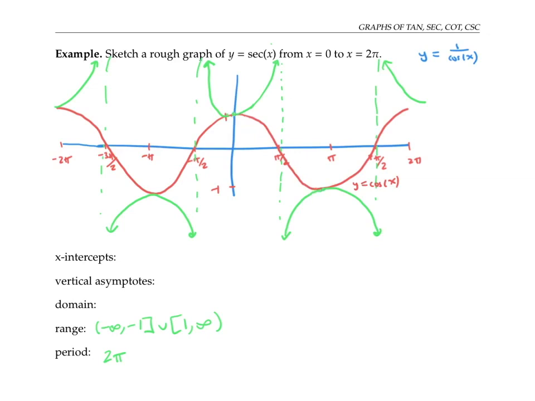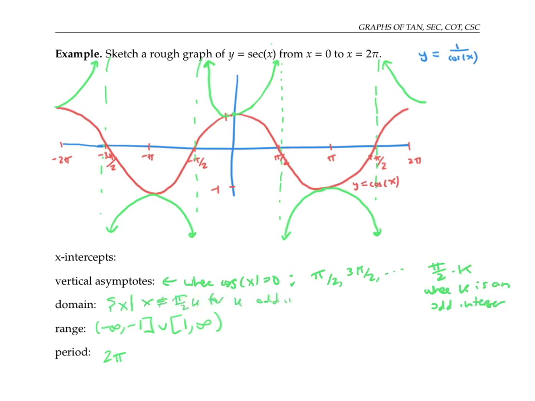Now the vertical asymptotes are where cosine is 0, so that is at values of the form pi over 2, 3 pi over 2, etc. That's values of the form pi times k over 2, where k is an odd integer. So the domain is going to be x values such that x is not equal to that for k an odd integer. The x-intercepts of secant, well, it doesn't have any because you can't take 1 over something and get the number 0 for your y value.